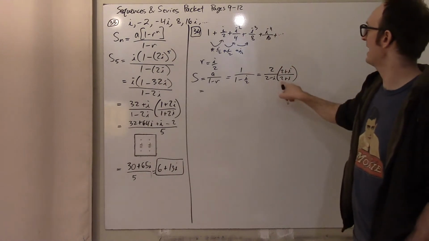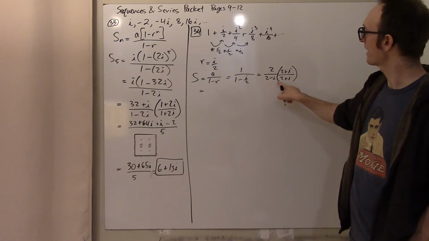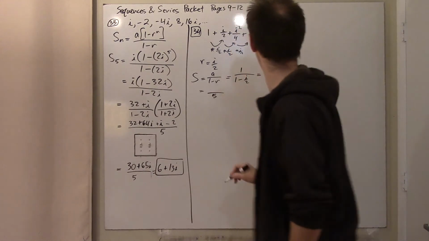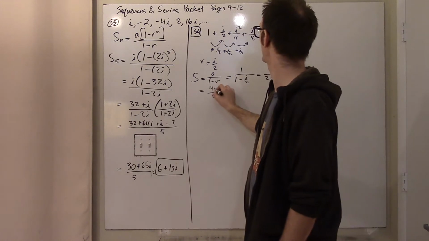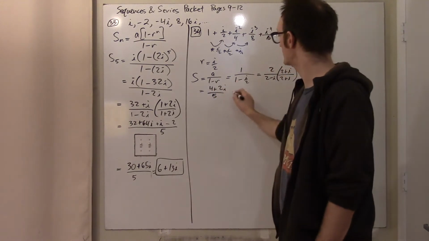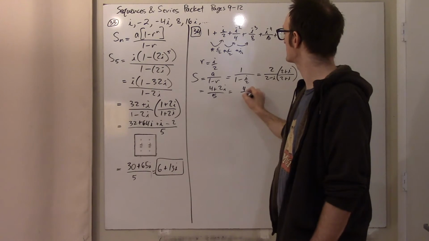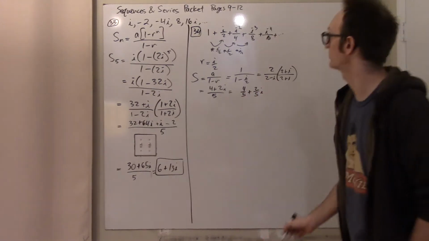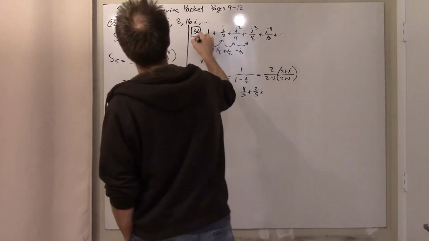Anyway, I get 4 minus i squared, so that's 5. So I get 5 in the denominator, and in the top I get 4 plus 2i. Okay, so in standard form, this is 4/5 plus 2/5 i. That's my answer to this part A.